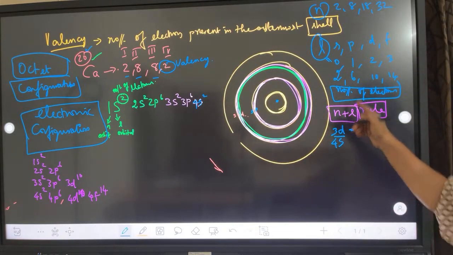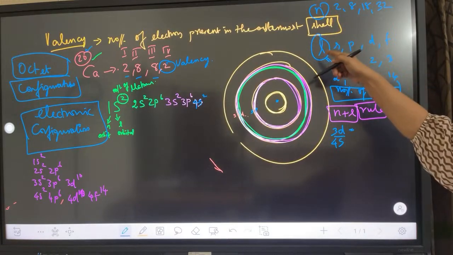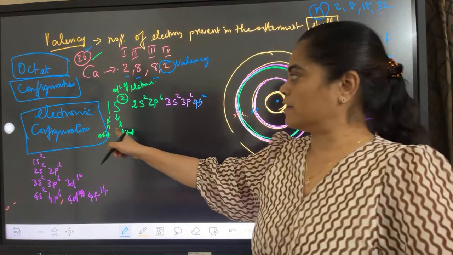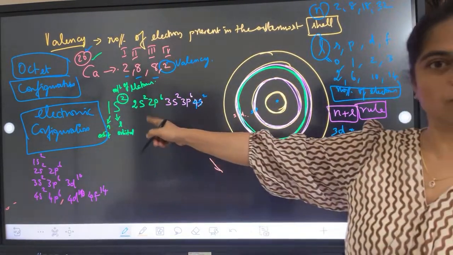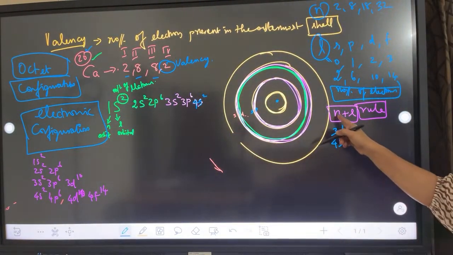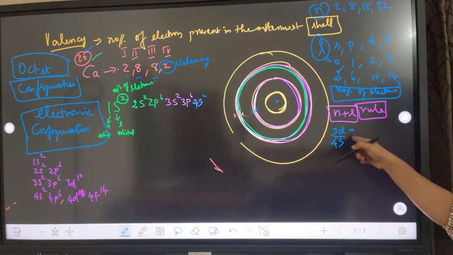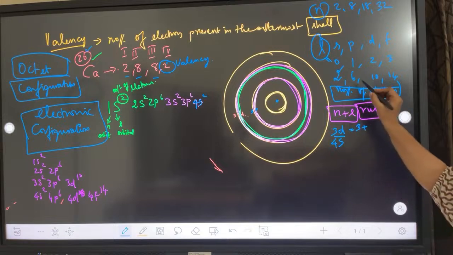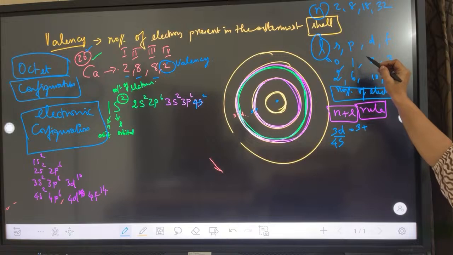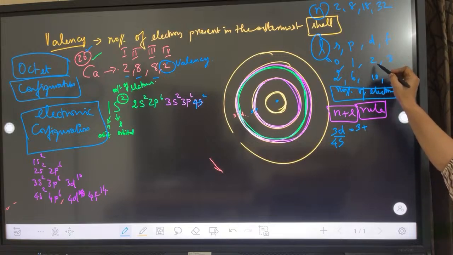The n plus l rule. I have taught you what n is and what l is. What is n here, in 3d? It is 3. What is l? The l value for d is 2.